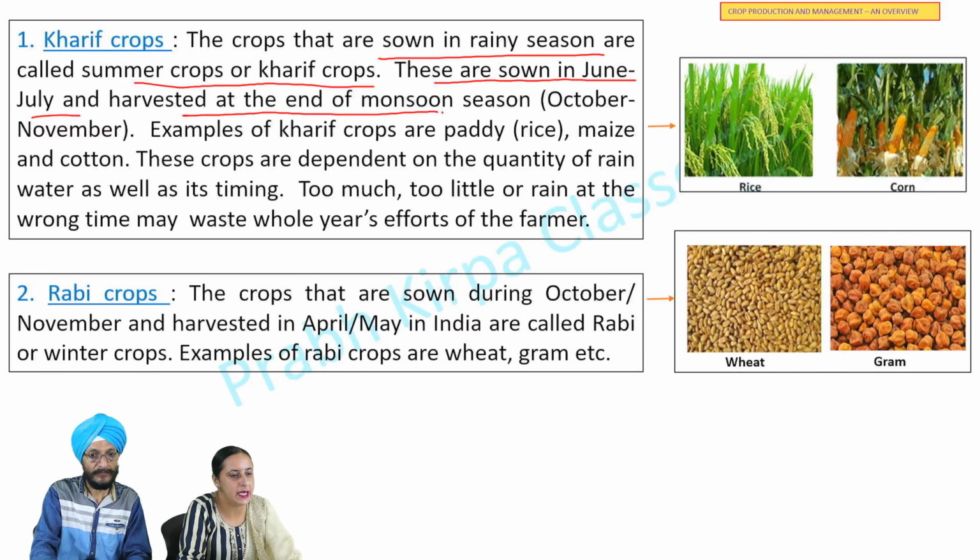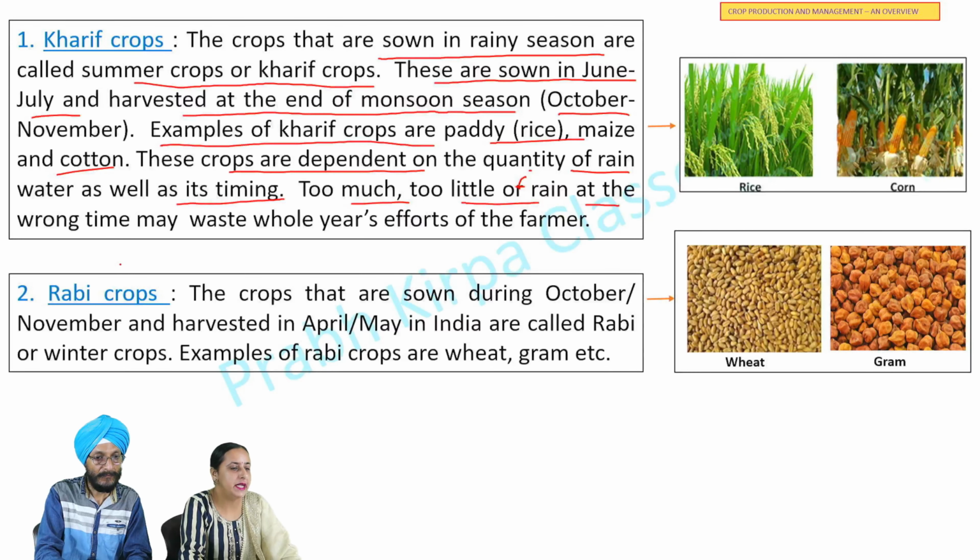These crops are dependent on the quantity of rainwater as well as its timing. Too much, too little, or rain at the wrong time may waste whole year's efforts of the farmer. In the given picture, you can see the photographs of rice and corn plants which are kharif crops.